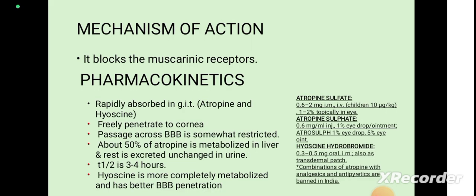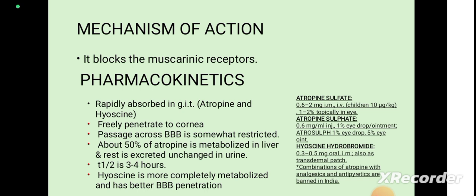Rapidly absorbed in the GIT. GIT is the gastrointestinal tract. Atropine and hyoscine, that is alkaloids, are rapidly absorbed. They freely penetrate the cornea. Passage across the BBB is somewhat restricted. BBB is the blood-brain barrier. About 50% of atropine is metabolized in the liver and the rest is excreted unchanged in urine. T-half, the half-life, is 3 to 4 hours. Hyoscine is more completely metabolized and has better BBB penetration.